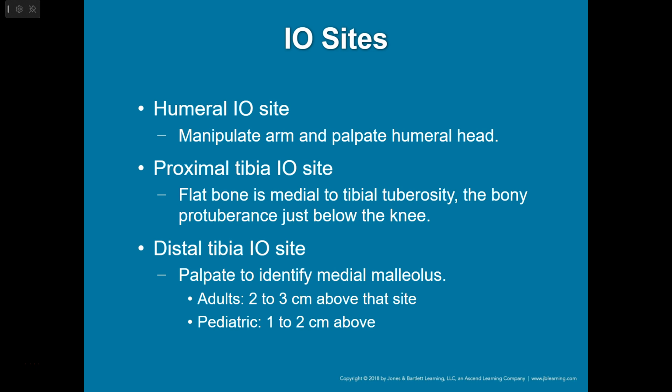Humeral IO: manipulate the arm and palpate the humeral head. There's some YouTube videos out there that show you the proper technique for doing that and getting that good IV site for all of these. So proximal tibia, I would say, is pretty much everybody's first line. Flat bone is medial to tibial tuberosity, the bony protuberance just below the knee. You're going to go just below the knee and just to the medial aspect there. Distal tibia is okay as well, not as popular as that proximal tibia.